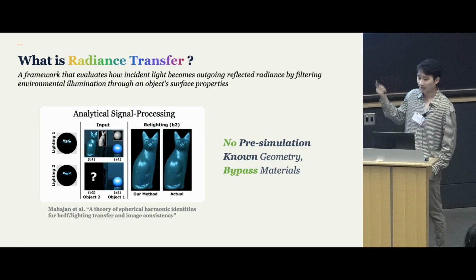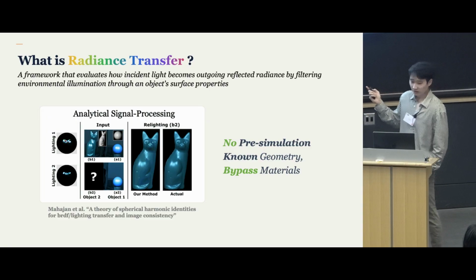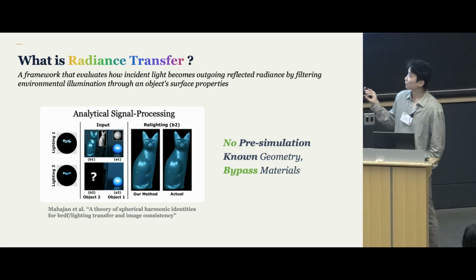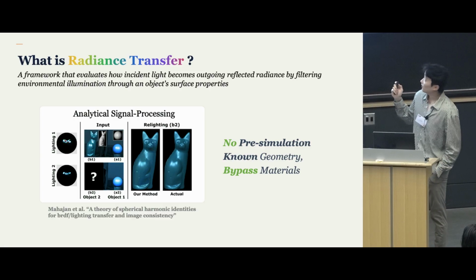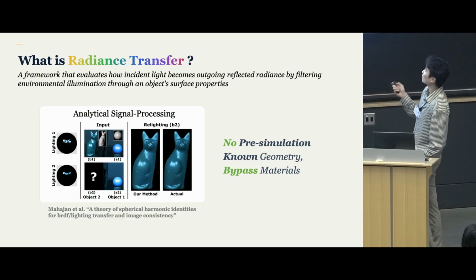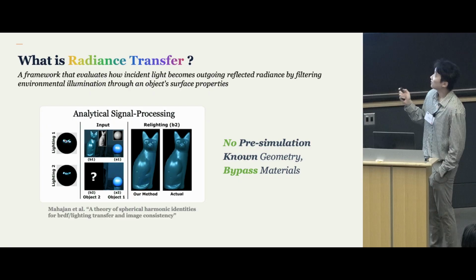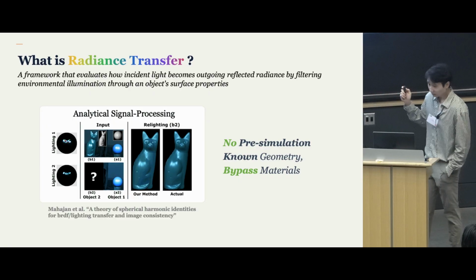So next, I'm going to talk about radiance transfer, and I'll first start with diffuse transfer, which is how we handle relighting for diffuse color. So what is radiance transfer? It is a pretty classical framework from Mahajan's paper that evaluates how the incident lighting becomes the outgoing, reflected radiance, by filtering environmental illumination through an object's surface property.